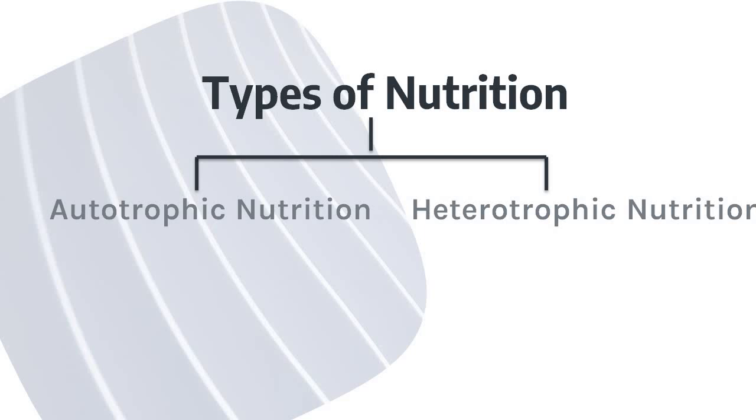As we all know, some organisms synthesize their own food while other organisms cannot synthesize their own food. They depend on others for their food. The organisms that synthesize their own food are called autotrophs, while the organisms that cannot synthesize their own food are called heterotrophs. As a result, there are two modes of nutrition, autotrophic nutrition and heterotrophic nutrition.